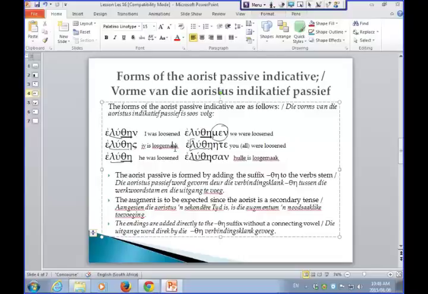You did not take me into your home. What is that, elemthen? What person is that? It's first person still. So I was not taken into, or I was not received into your home. You see how simple that is?